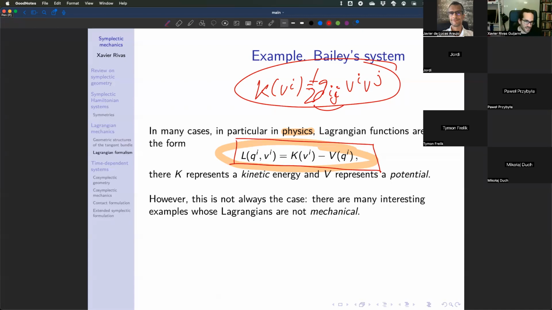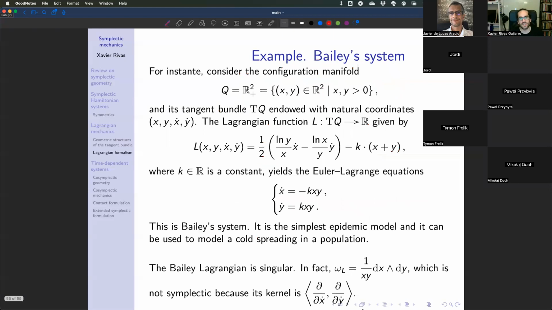But you can, of course, think of systems which are not described by mechanical Lagrangians, such as the examples that we introduced in the previous lecture. This example here turns out that maybe it is even symplectic in some way, but it is for sure pre-symplectic with this Lagrangian here. It yields these equations which model a cold spreading in a population. This models a cold epidemic.